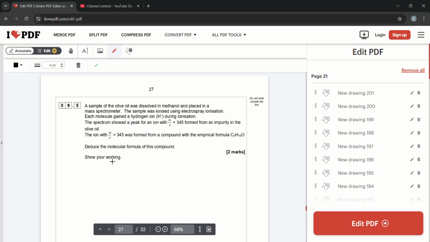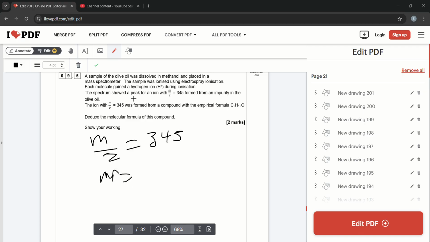Then it said deduce the molecular formula of the compound. We know a sample of olive oil dissolved in methanol is placed in a mass spectrometer. The sample is ionised by electrospray ionisation. Each molecule gained a hydrogen ion H+ during ionisation. The m/z value is 345. Therefore, because each one gained a hydrogen, we're just going to subtract 1: 345 minus 1 is 344, to find the Mr.